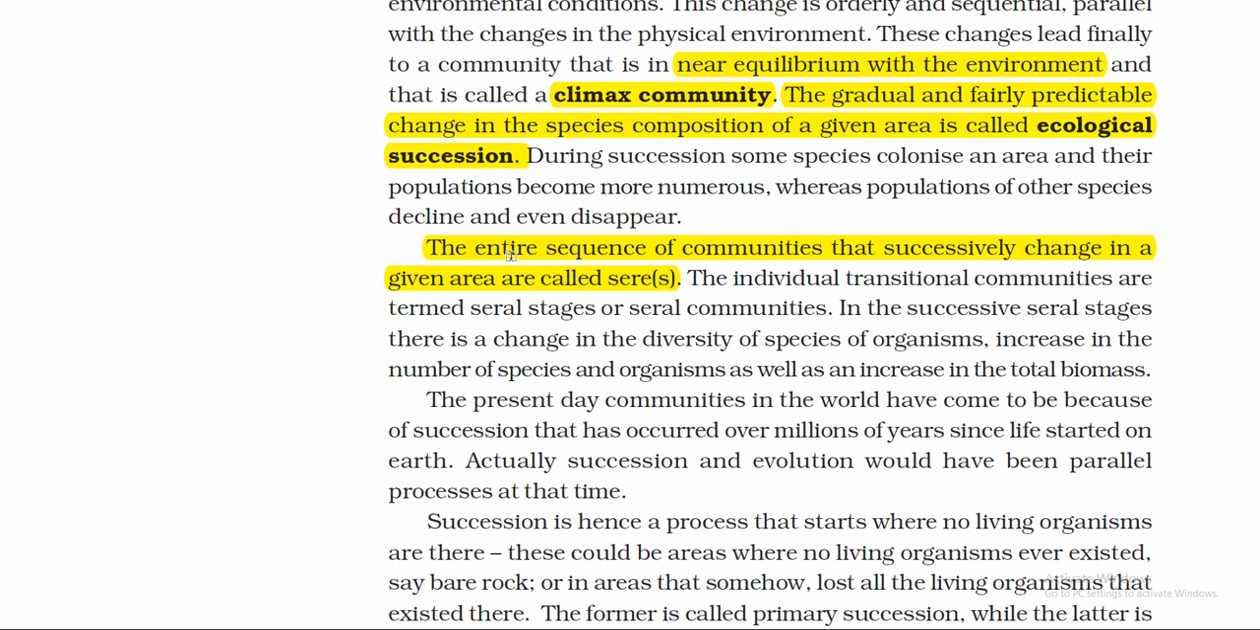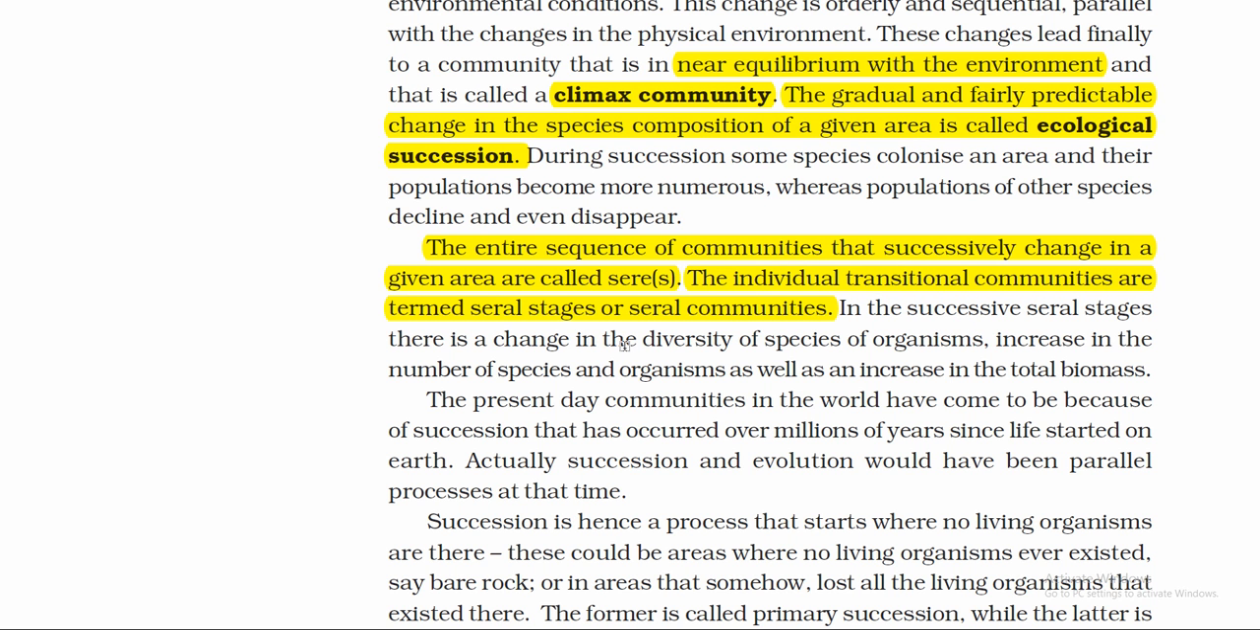If there are 10 people, the group of people is called the sere, but a single person is called a stage. He will go on a stage now. That is the stage. Yes, that is serial stages. The individual transitional communities are serial stages or serial communities.